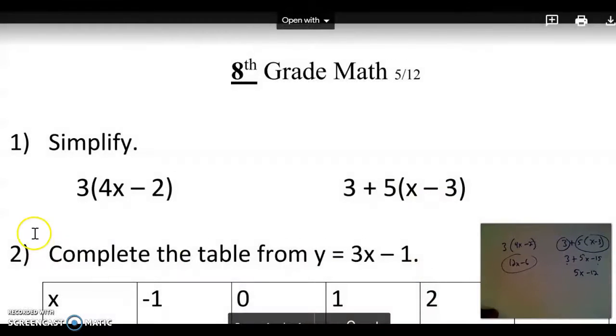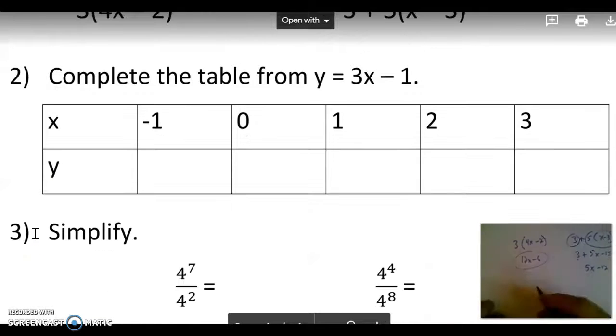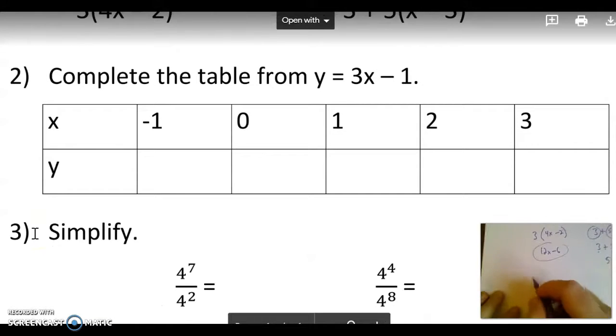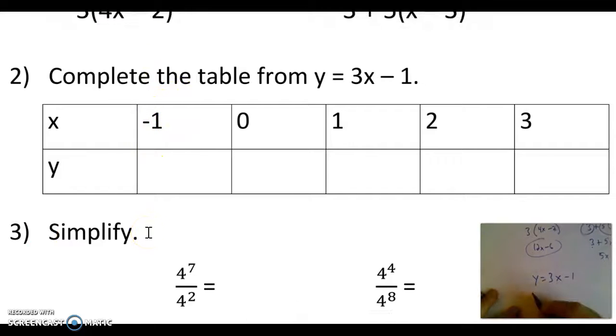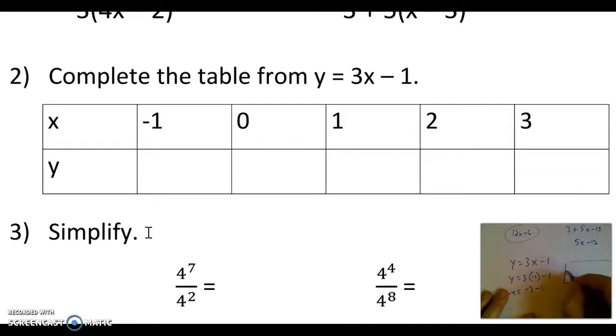Number 2 asks us to complete the table from y equals 3x minus 1. So it's basically a substitution problem. So I write the equation, and if x is negative 1, like we have right here, we just replace the x with a parenthesis and put negative 1 in, and now you would solve this. So 3 times negative 1 is negative 3, minus that 1 would give you negative 4 as your first y value. So as I start completing this table, when x is negative 1, y is negative 4.